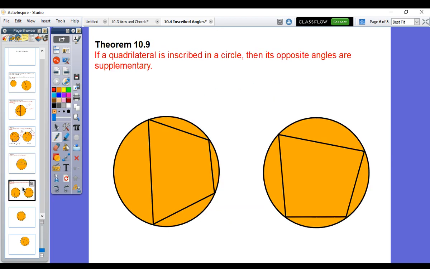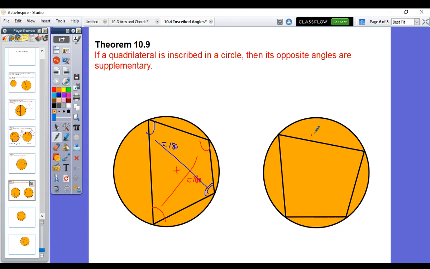Let's talk about this here. A quadrilateral inscribed in a circle. So we drew a quadrilateral inside a circle. Opposite angles are always supplementary. So it means this angle plus this angle always equals 180. And vice versa. This angle over here plus this angle over here equal 180 together.